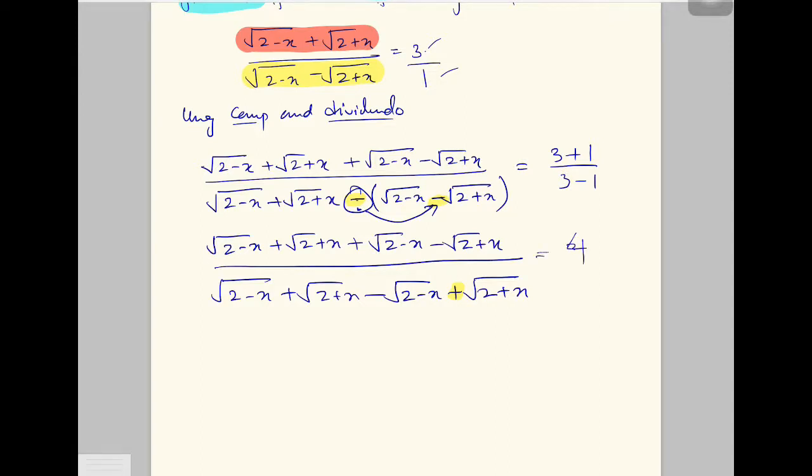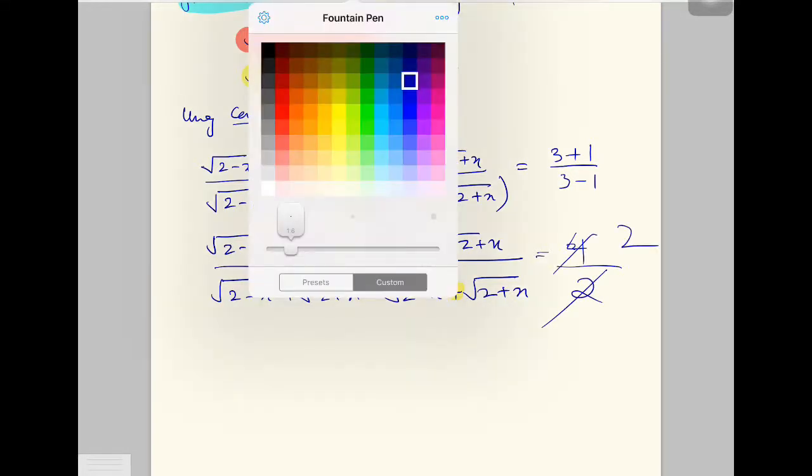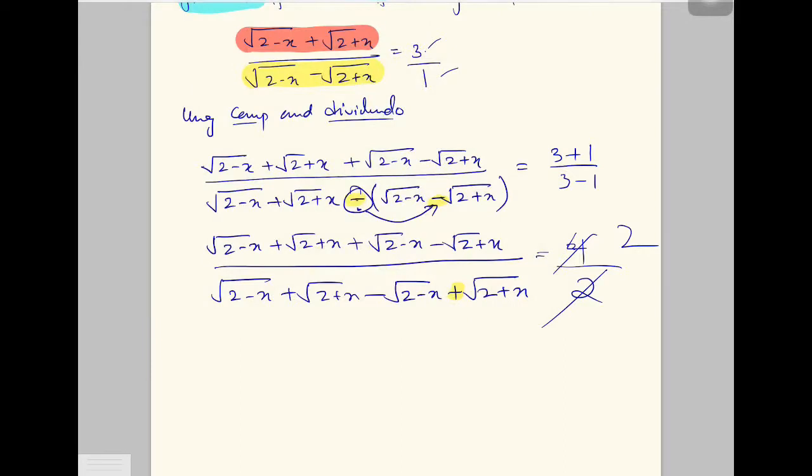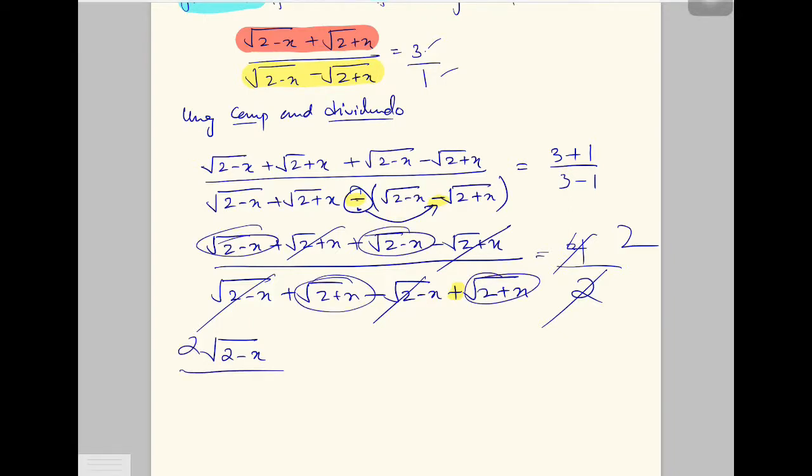So let's cancel. This becomes 4, this becomes 2. So let me cancel that. That's 2. So here again, or even on the left hand side, I think something can be cancelled, and that is root 2 plus x with a minus, root 2 plus x with a plus, root 2, this one and this one. So that gives me root 2 minus x how many times? Here and here twice, and root 2 plus x how many times? Twice. So that's it, and that side 2.